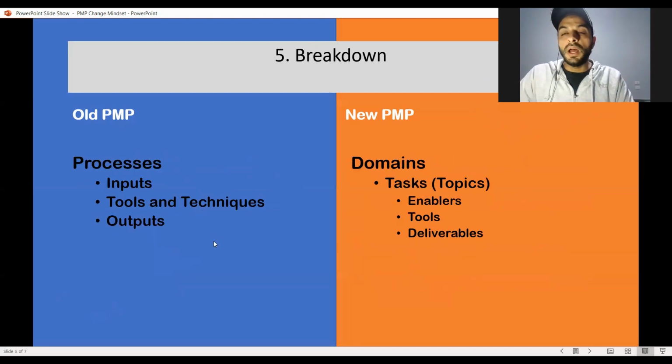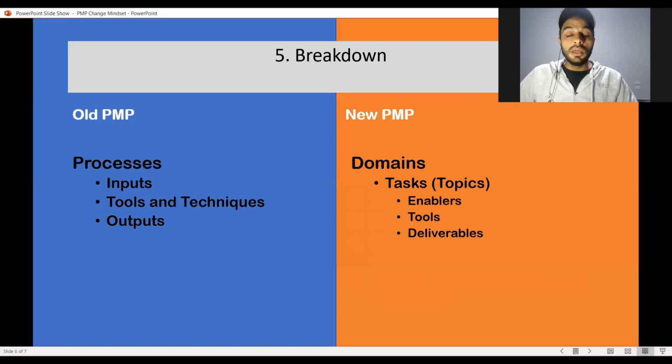The last point you need to know here is the breaking down. In the old PMP, each process is divided into 3 elements. To achieve the process, you have to have inputs, and you use some tools and techniques on these inputs to produce the outputs. So we have inputs, tools and techniques, and outputs.